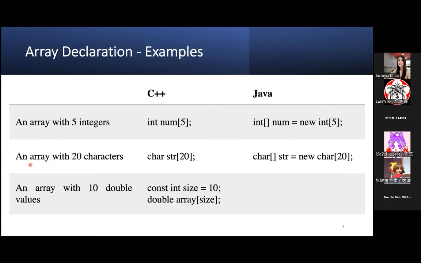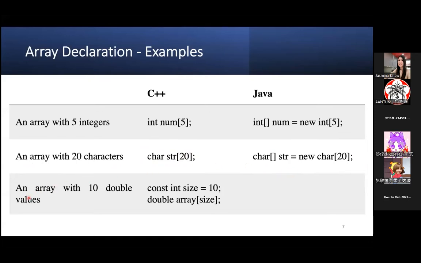For the second example, we have an array with 20 characters. So this will be the data type of character. Here we have char, keyword for the data type of character. Then we have the array name of str. For the same, inside the square bracket, we have the size of the array. We can store 20 characters. And this would be the syntax for Java.